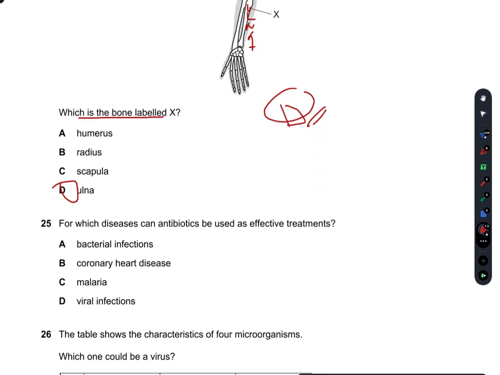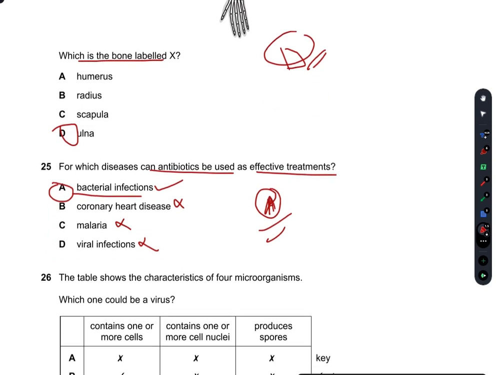For which diseases can antibiotics be used as effective treatments? For bacterial infection, yes. For coronary heart disease, no. Malaria, no. Viral, no. So A is the right answer. A bacterial infection can generally be treated by an antibiotic. So A is the right option.